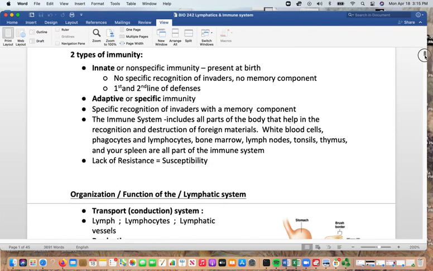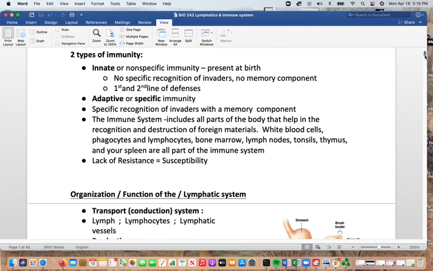So we have two major types of immunity. Innate or nonspecific immunity is what you're present with at birth. It may be something about being human that's not compatible with that pathogen, but it doesn't involve specifically recognizing the invaders. There's no memory component to it. You have first and second line of defenses whose whole goal is to try and keep the invader from getting into your body, and its response isn't to specific invaders. It's going to have the same general response for anything that's foreign.